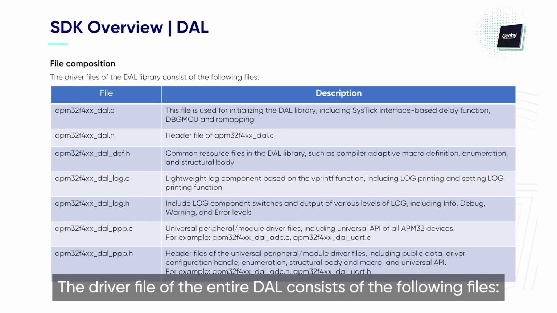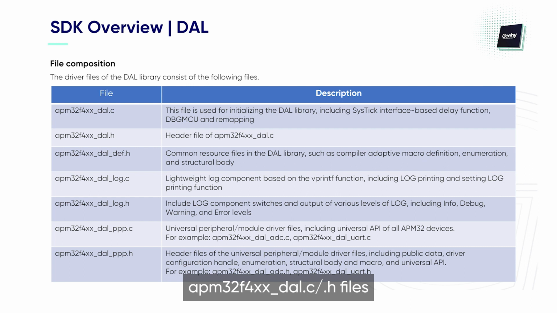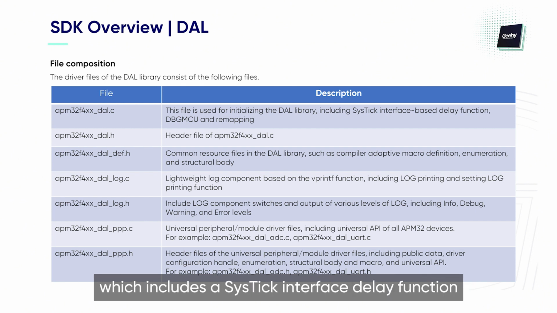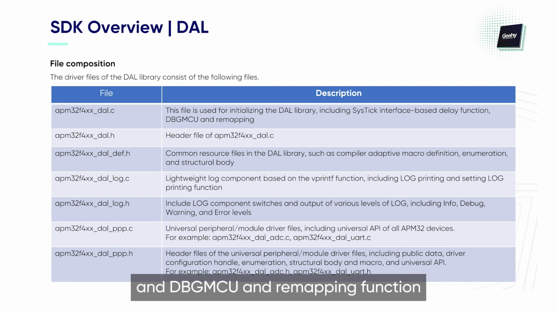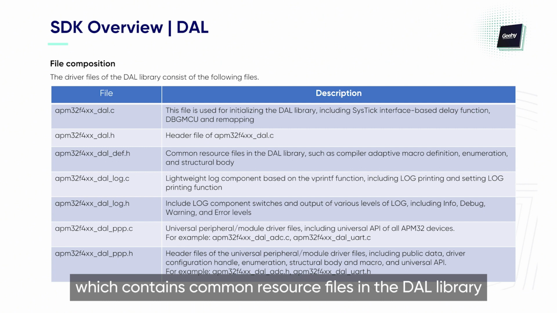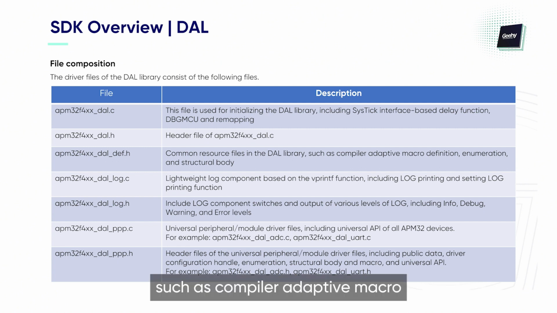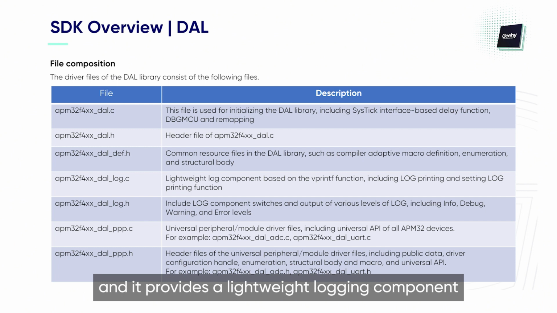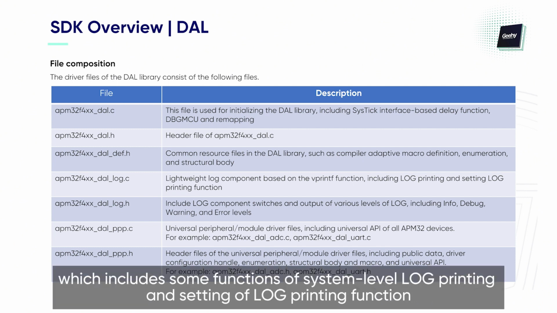The driver file of the entire DAL consists of the following files: the APM32F4xx DAL .c and .h files. These two files are used for initializing the DAL library, which includes a SysTick interface delay function and DBGMCU and remapping functions. There is also a file with the def.h suffix, which contains common resource files in the DAL library, such as compiler adaptive macros, enumerations, and structures. There is also a log file, and it provides a lightweight logging component, which includes some functions of system-level log printing and setting of log printing function.